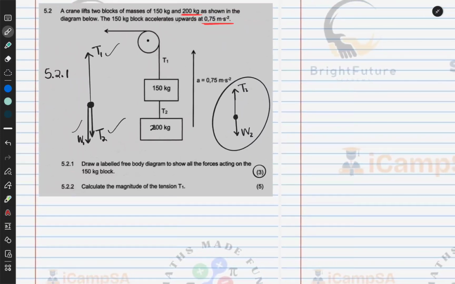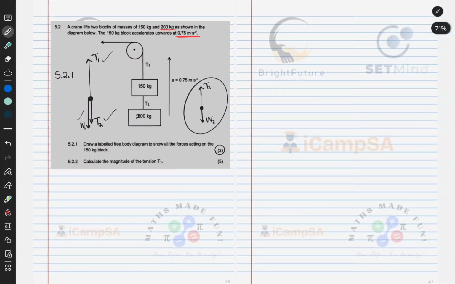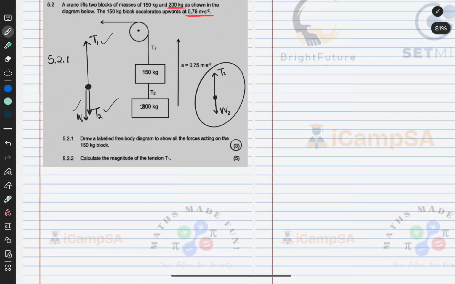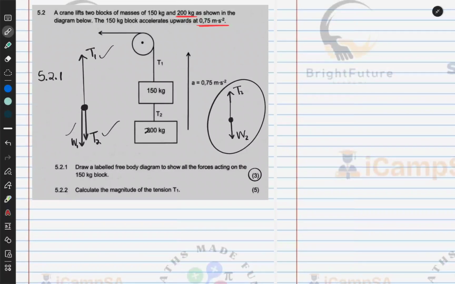Now we move on to 5.2.2. So what is it saying? 5.2.2 is asking us to calculate the magnitude of the tension T1.